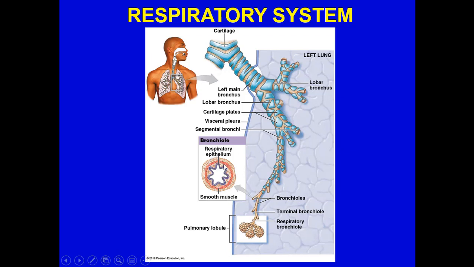In the bronchioles, you will have a respiratory epithelium, and you will have a ring of smooth muscle. No longer will you have any cartilage. You have the flexibility, by the contraction or relaxation of the smooth muscle, to alter the diameter and thereby alter the airflow going from the bronchioles to the respiratory bronchiole to the pulmonary lobule.